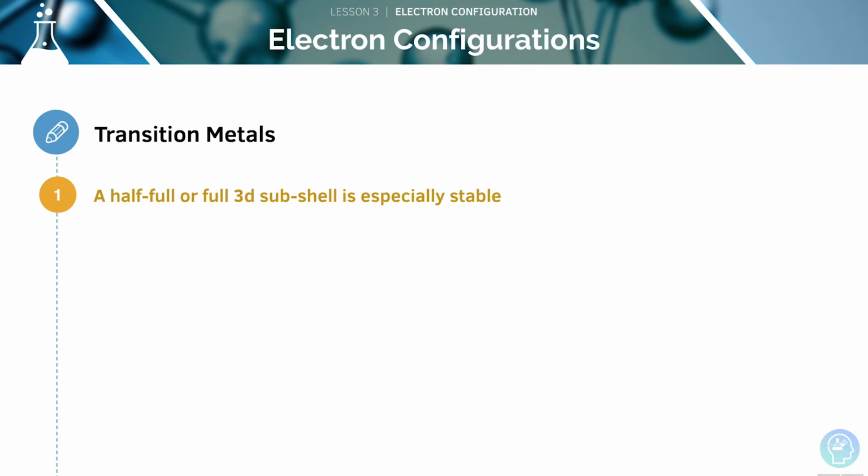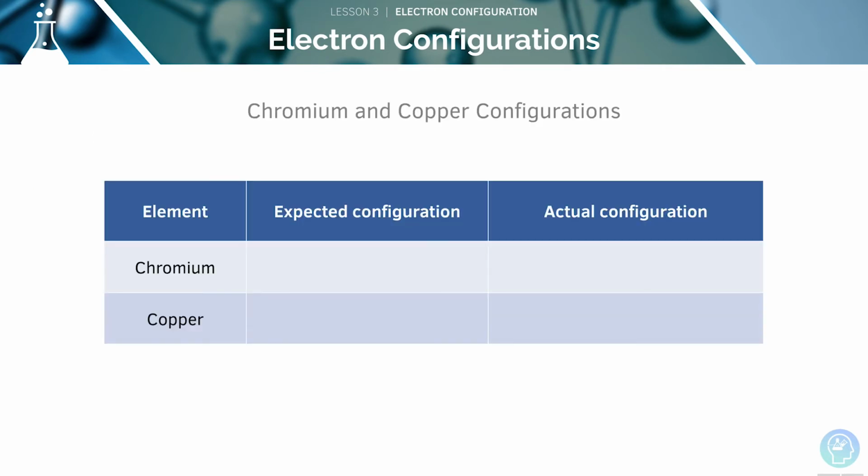A half-full or full 3d subshell is especially stable. Chromium and copper will have unusual properties as their subshells fill differently to usual. We'll fill in this table to look at their configurations.